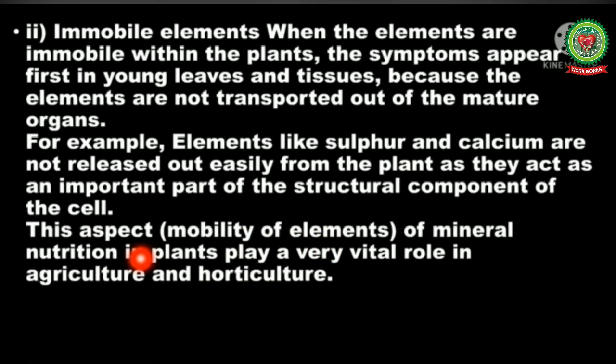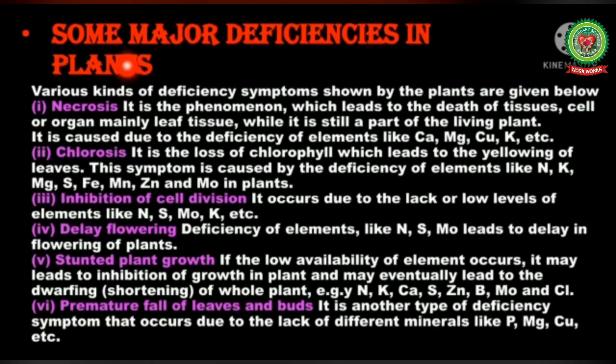Some major deficiencies in plants. Various kinds of deficiency symptoms shown by the plants are given below. It includes necrosis, chlorosis, inhibition of cell division, delayed flowering, stunted plant growth, and premature fall of leaves and buds. Necrosis. It is a phenomenon which leads to the death of tissue, cell, or organs, mainly leaf tissue, while it is still a part of the living plant. It is caused due to the deficiency of elements like calcium, magnesium, copper, and potassium.